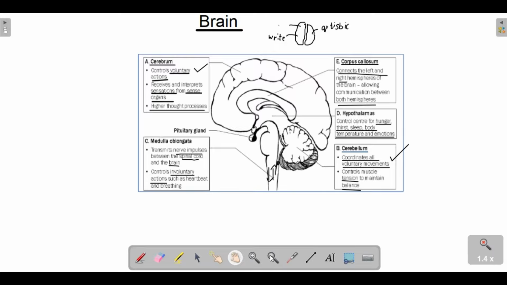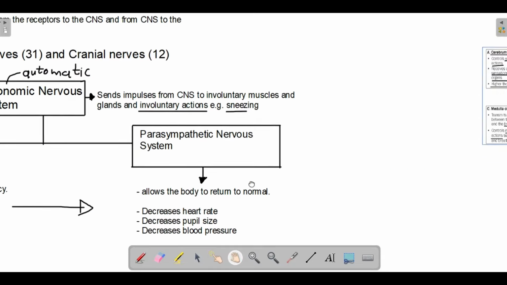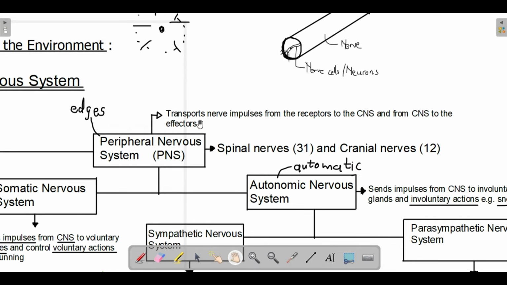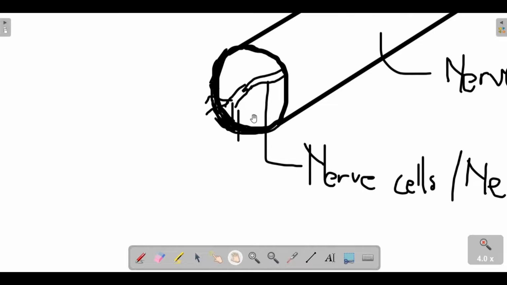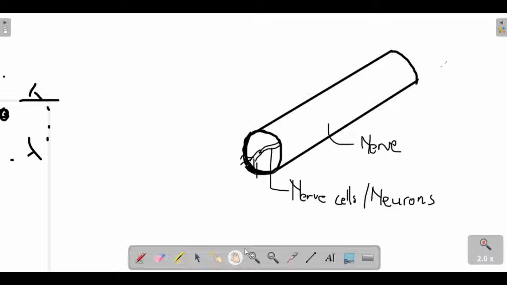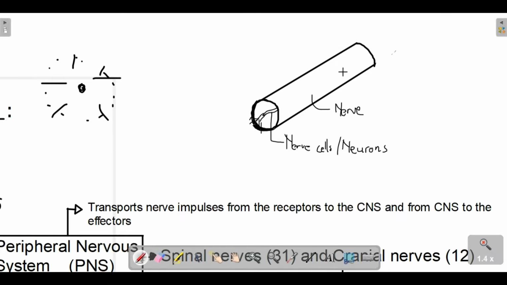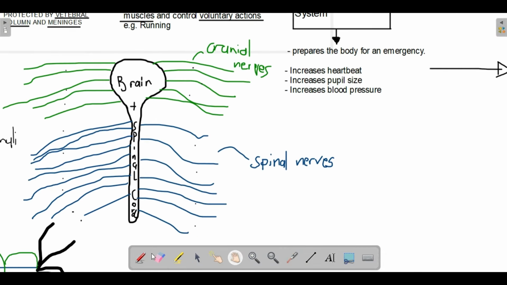So we move on from there to the peripheral nervous system. We said that it is made up of nerves, and each of these nerves has nerve cells inside of them. So we are going to study these nerve cells. There are actually three types of nerve cells. They transport these messages from where they are received, from receptors to the spinal cord, and then from the spinal cord back to effectors. So we'll take a look at that.